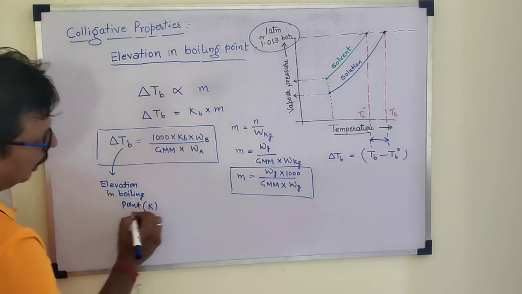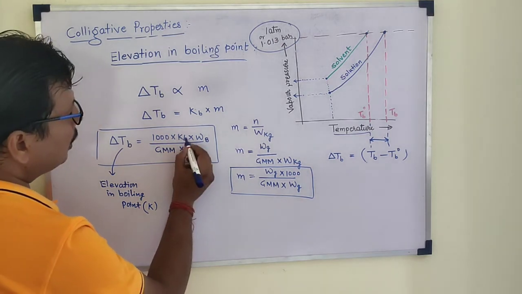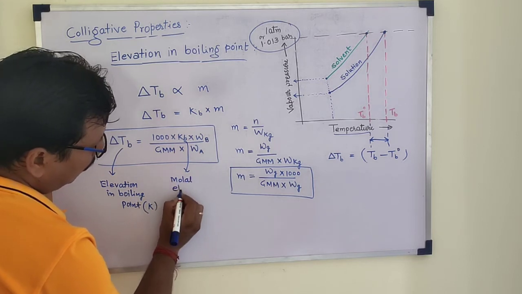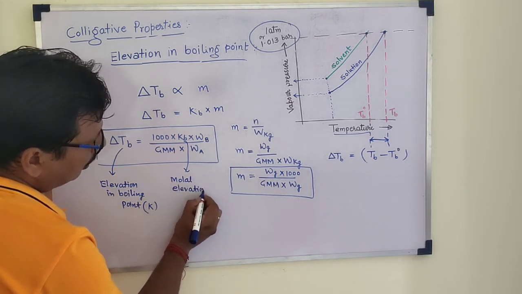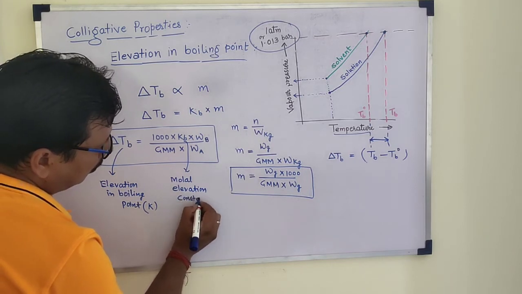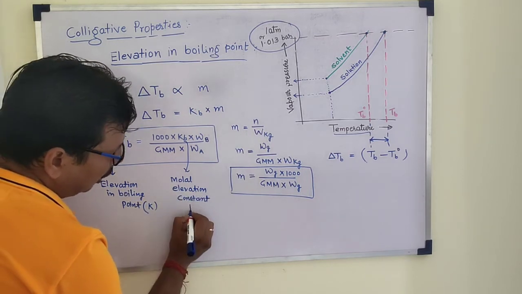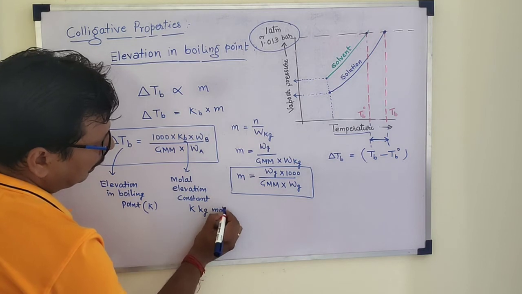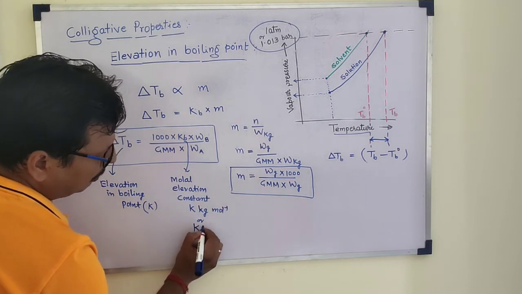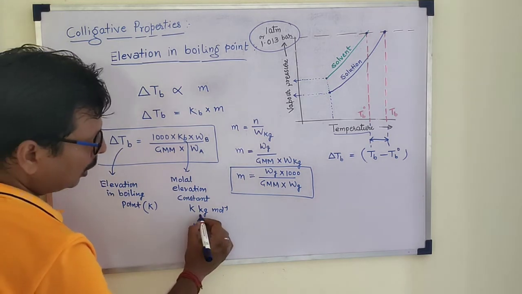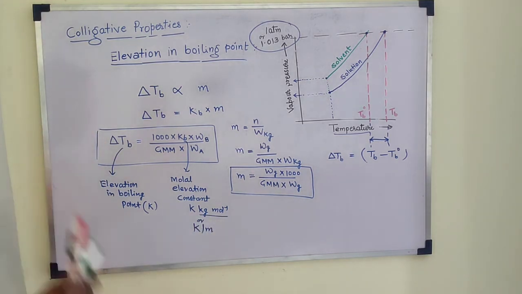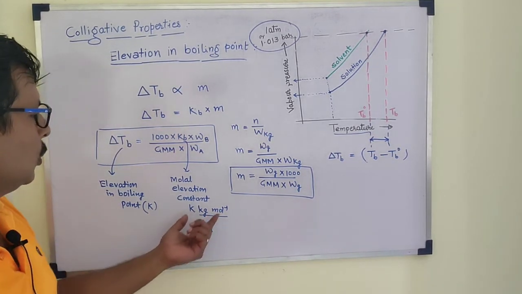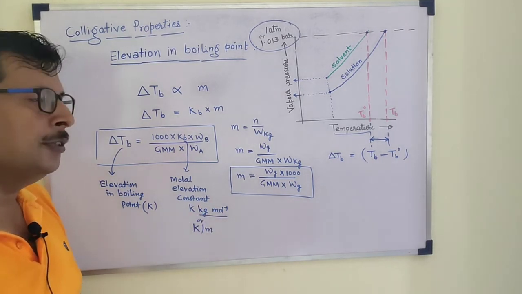In the SI system, we take the unit in Kelvin. This is the molar elevation constant. The unit of molar elevation constant is Kelvin kg per mole. Sometimes it is written like Kelvin by molal. The unit of molal is mole per kg. So the unit becomes Kelvin kg per mole.